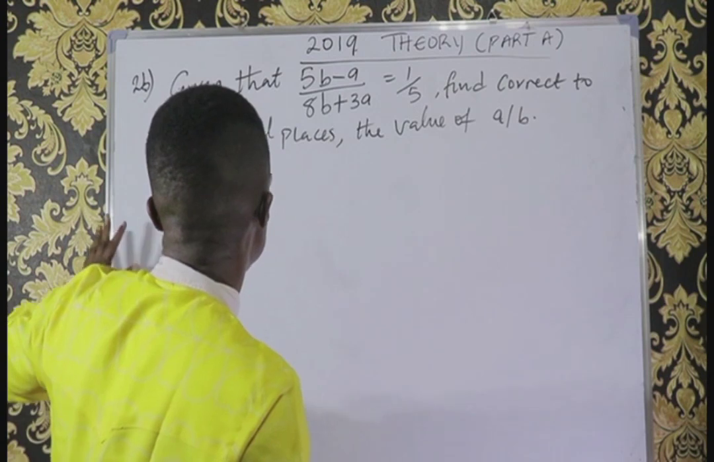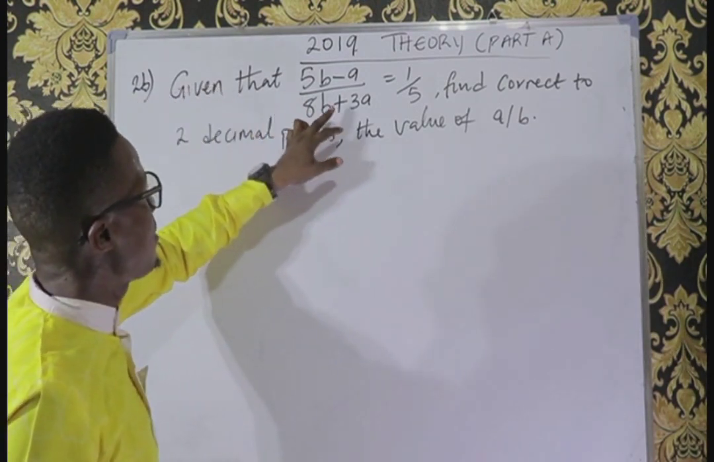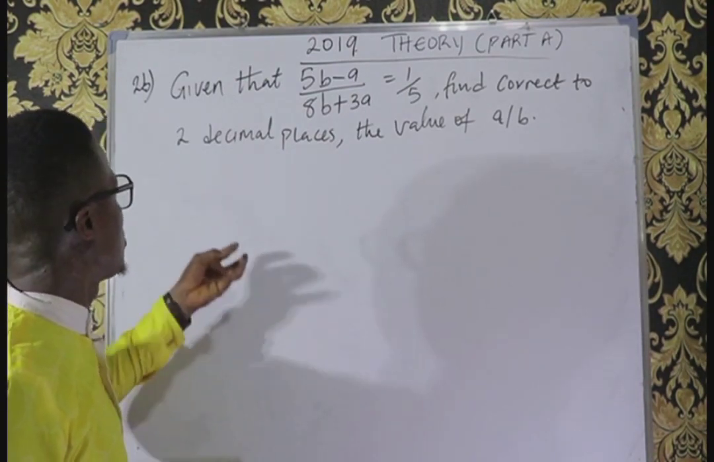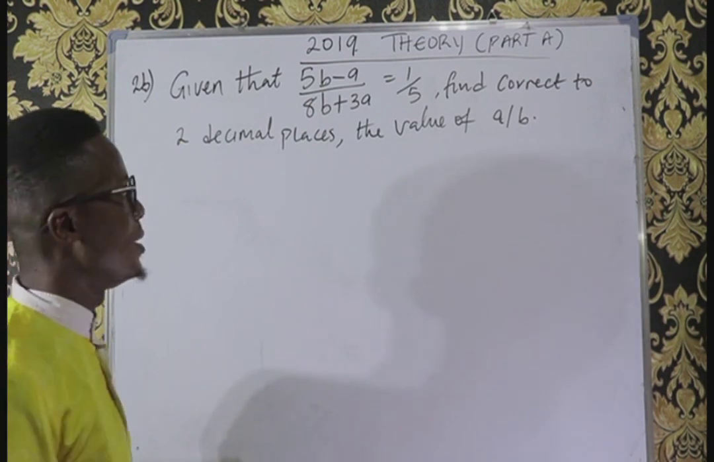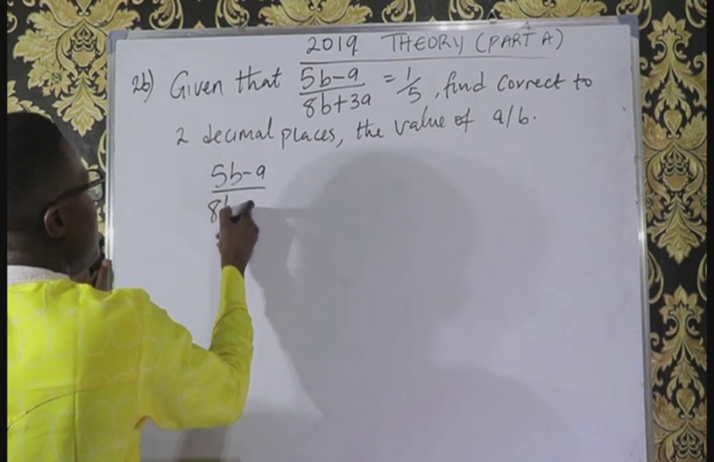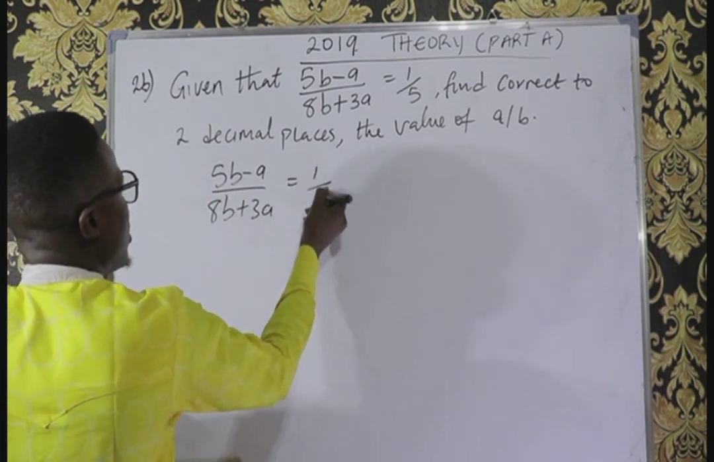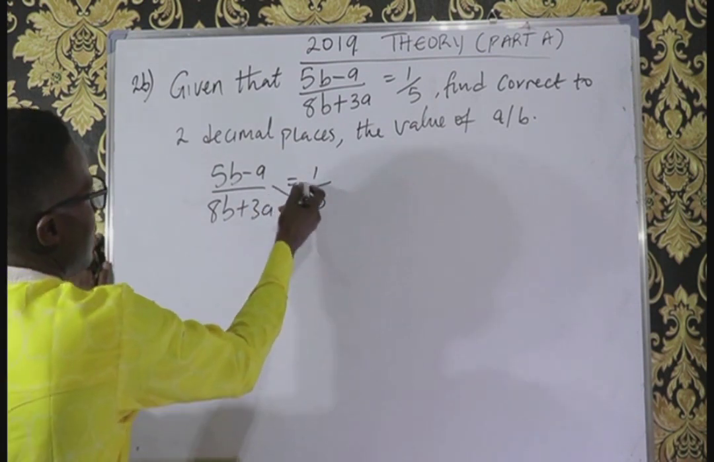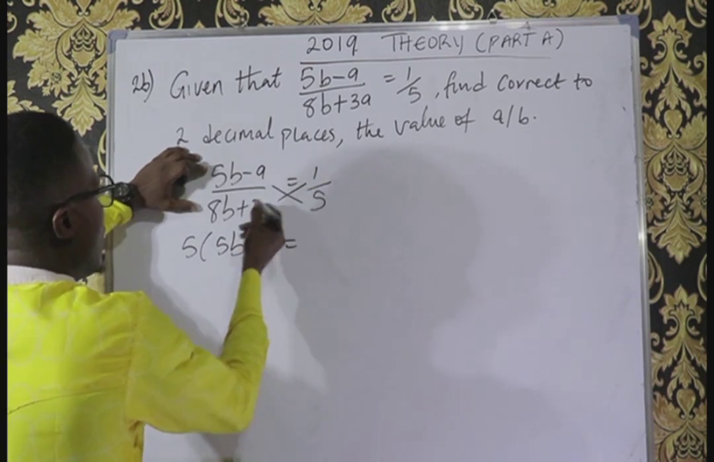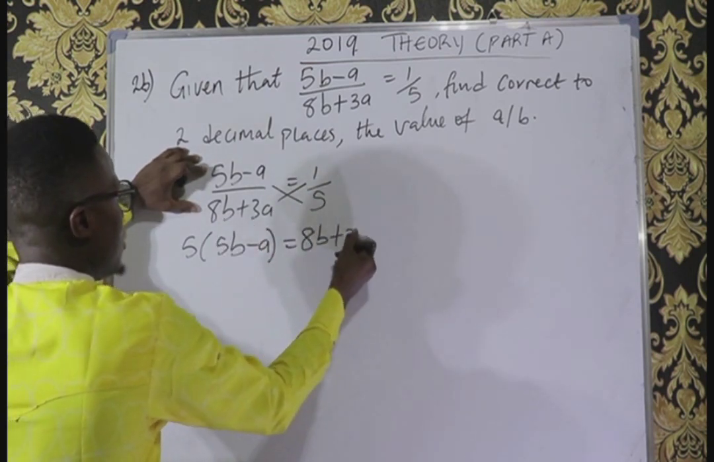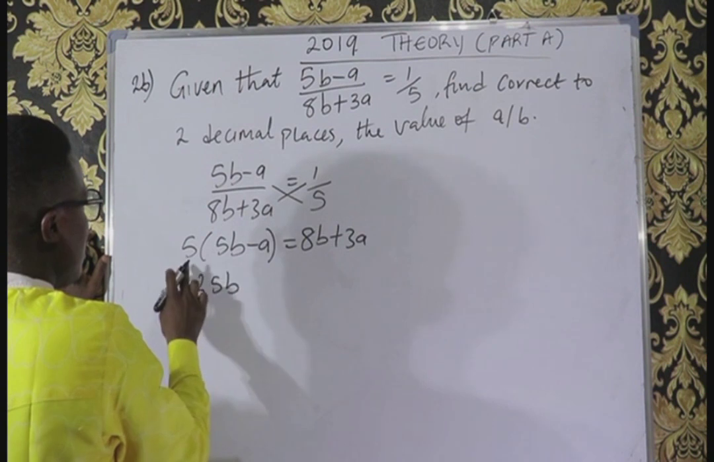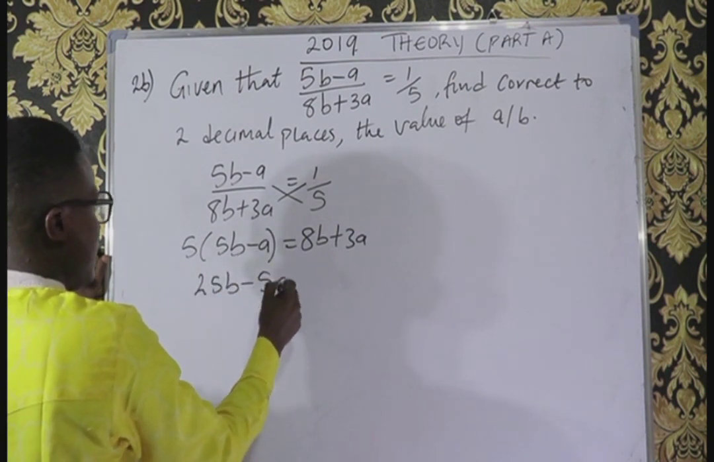Okay, so in 2b, we have, given that 5b minus a over 8b plus 3a is equal to 1 over 5, find, correct to 2 decimal places, the value of a over b. We have 5b minus a over 8b plus 3a equals 1 over 5. Cross multiply. So 5 is multiplying 5b minus a. 1 times this, we still get the same thing, 8b plus 3a. Open the bracket. 5 times 5b is 25b. 5 times minus a is minus 5a.